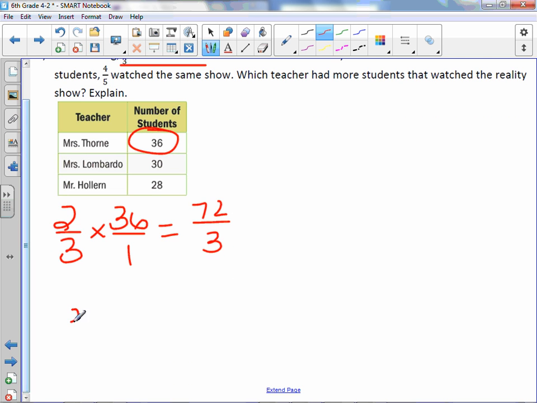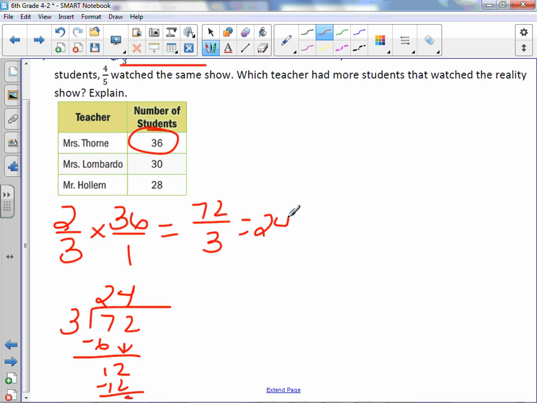2 times 36 is 72, and 3 times 1 is 3. Let's divide this out. 3 into 72. 3 goes into 7 twice, which is 6. Subtract and get 1. Bring down the 2. 3 goes into 12 4 times. Subtract and get 0. So this is 24 students for Mrs. Thorne.